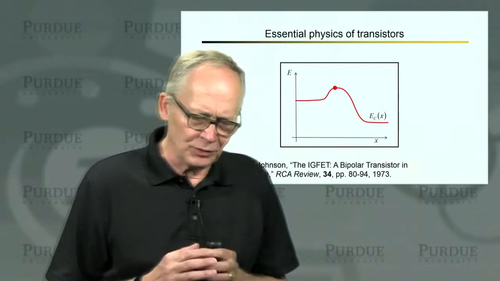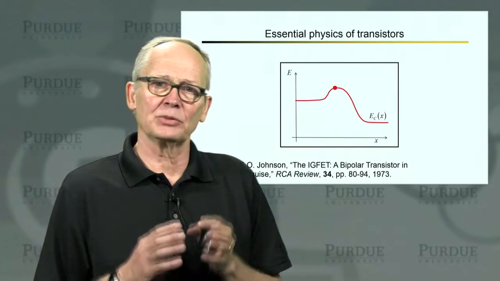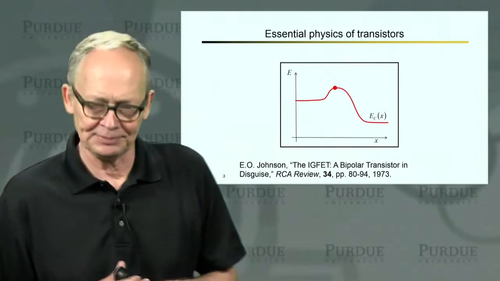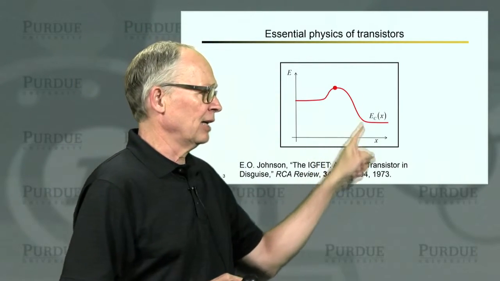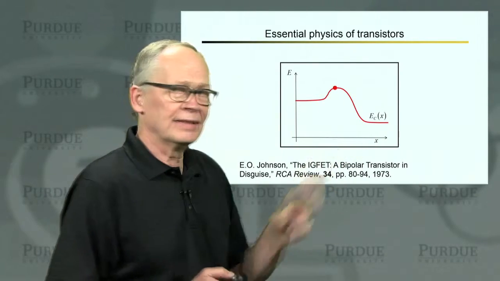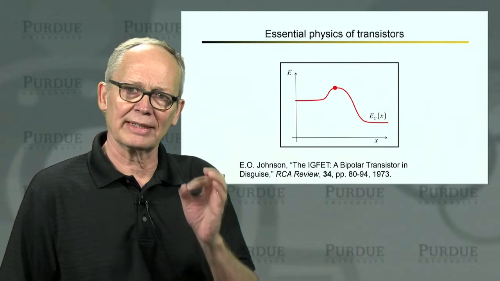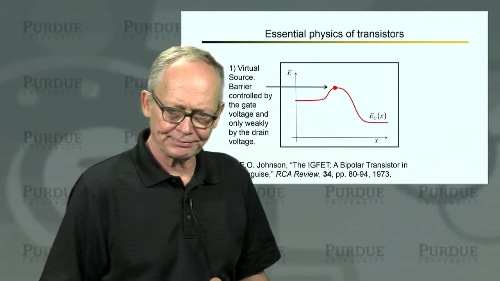Now, we found in these discussions that a very useful way to understand MOSFETs was to draw an energy band diagram. This is an energy band diagram of a MOSFET under high drain bias. We focused on this top of the barrier, which we also call the virtual source. That's what we took as the beginning of the channel.